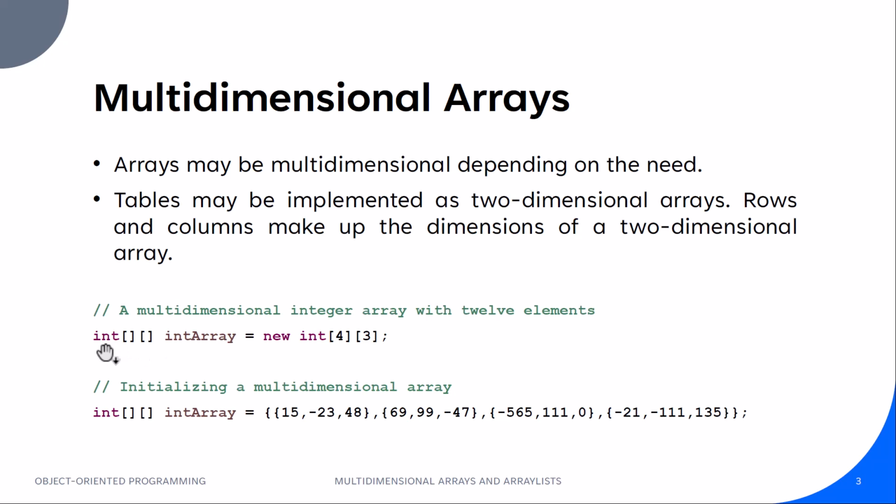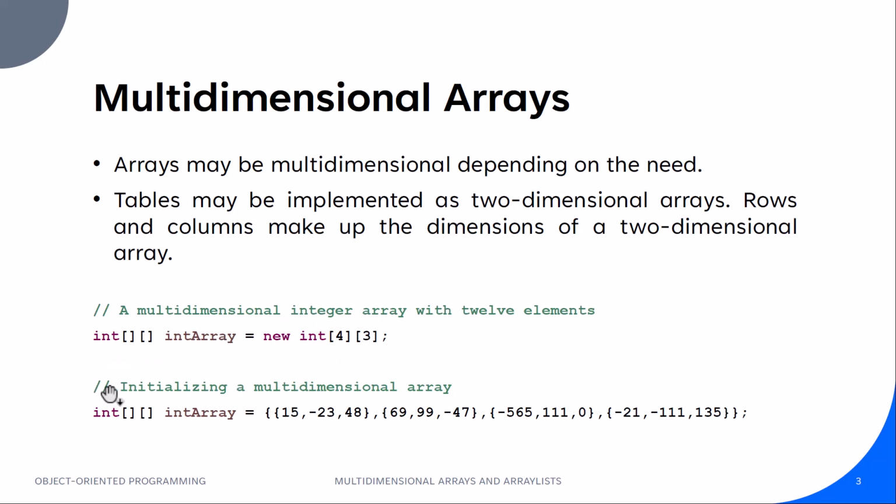In multidimensional arrays, each set of square brackets denotes one dimension. So we have two dimensions here. So this is a two-dimensional integer array. And we also specify the number of elements in each dimension within the square brackets. So when we multiply these 4 and 3, we are going to have 12 elements in this integer array.